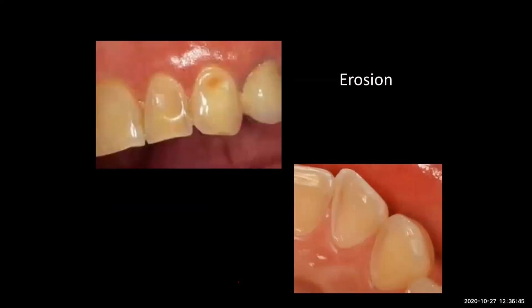Erosion is from a chemical eroding, sucking on lemons, sucking on something. GERD, if they have gastric reflux disease, they could be burping up gastric juices when they sleep and they're not aware that they have erosion. Bulimia.